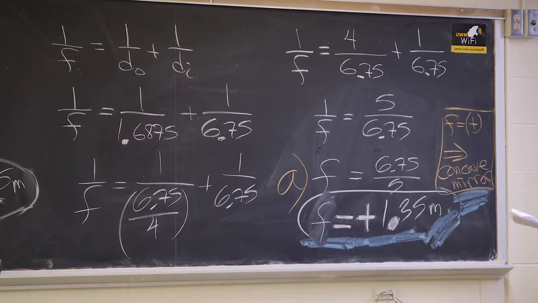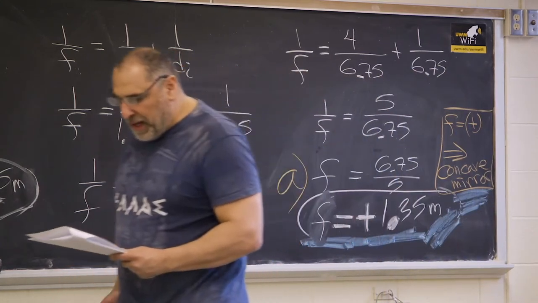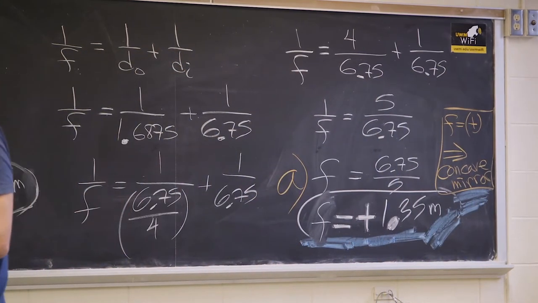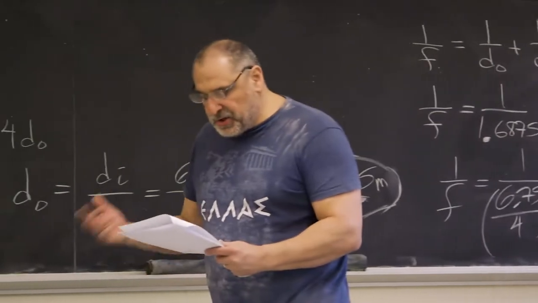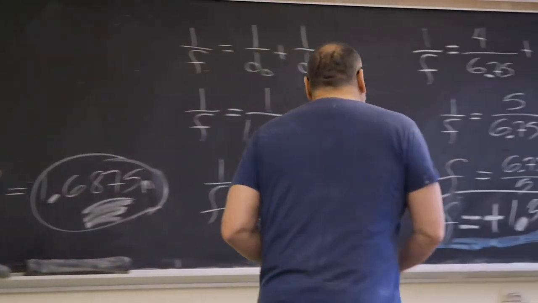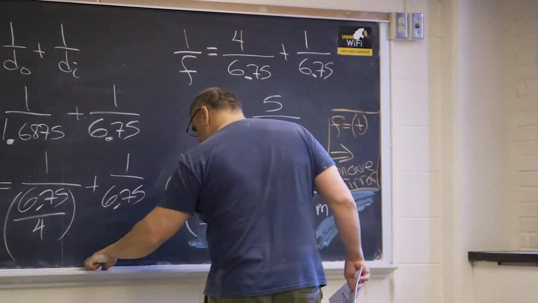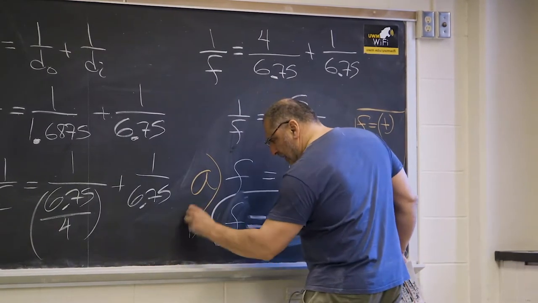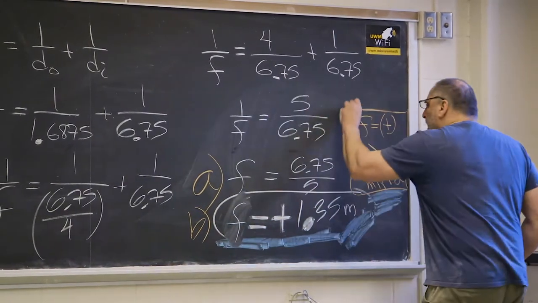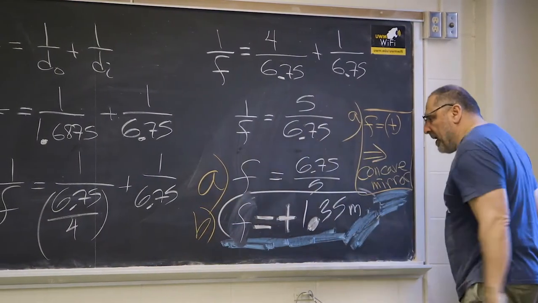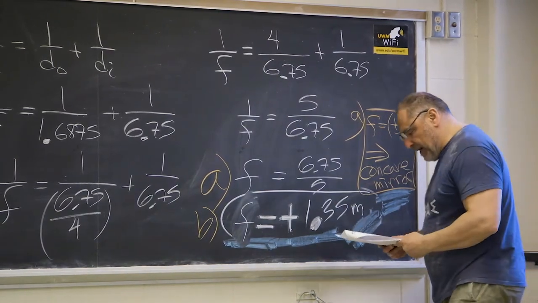So they ask two questions here. They ask, what kind of mirror is it going to be? I said a concave mirror. That's A. And then B is also, F is plus 1.35 meters. So we basically did A and B right here, in one fell swoop, so to speak.